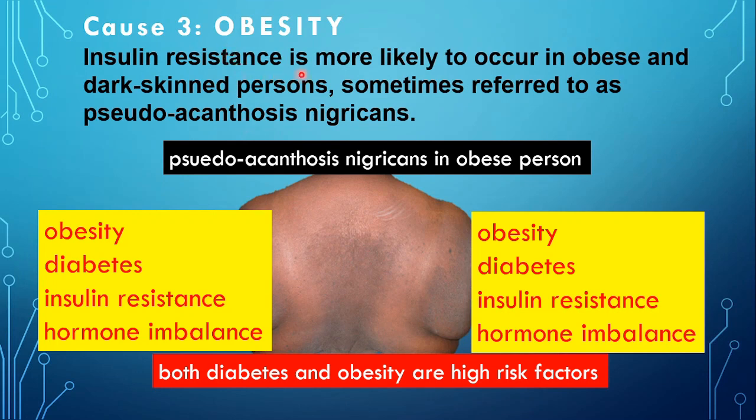Cause 3, obesity. Insulin resistance is more likely to occur in obese and dark-skinned persons, sometimes referred to as pseudo-acanthosis nigricans. So, pseudo-acanthosis nigricans in obese persons, fat persons, overweight persons. Both diabetes and obesity are high-risk factors. In addition to hormone imbalance, insulin resistance, obesity and diabetes are very high risk factors for Acanthosis nigricans.